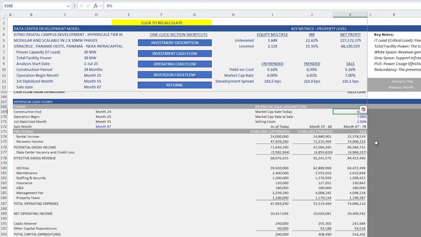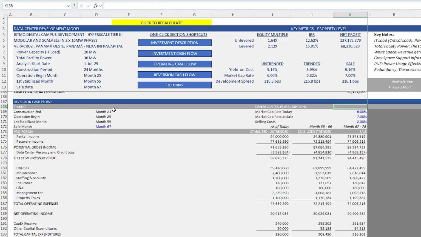They may be different. They may be the same. That's up to you, your market, your underwriting methodology with some selling costs. Now, in my experience today, these placeholder cap rates are much higher than what we're seeing, at least in a lot of the markets that I'm looking at, although this is Panama, and I have no idea what a cap rate on a data center and in this market of Panama would be.